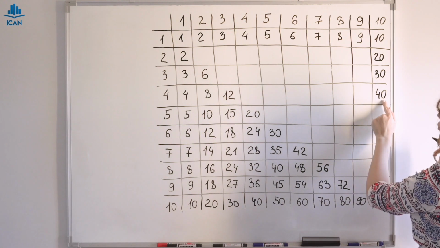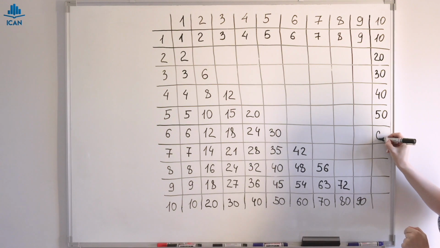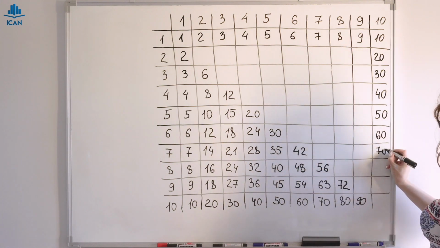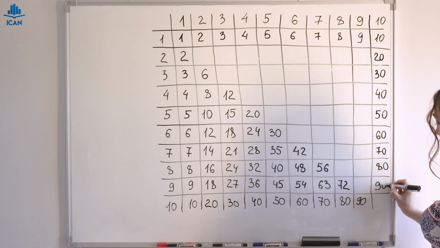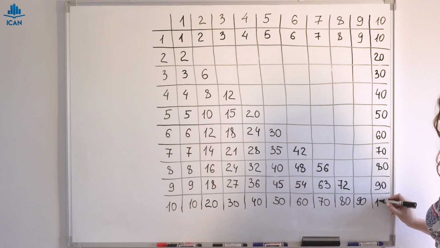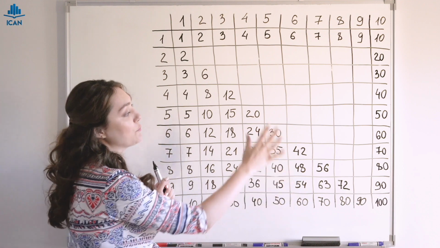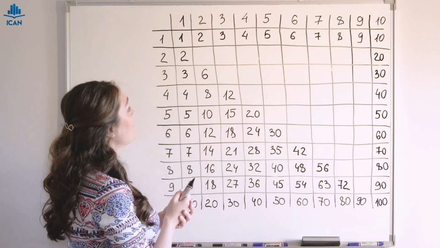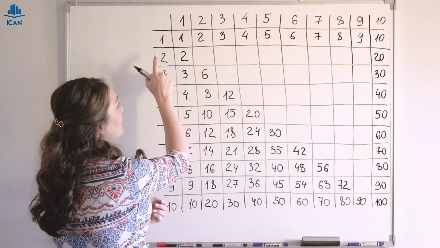So we get 30, 40, 50, 60, 70, 80, 90, then 10 times 10 equals 100. Look, in just 2 steps we have removed a large number of empty cells. And now we move on to the third step. In fact, it is also very simple and will also remove a large number of cells from us.